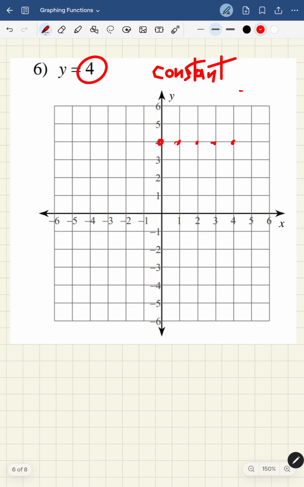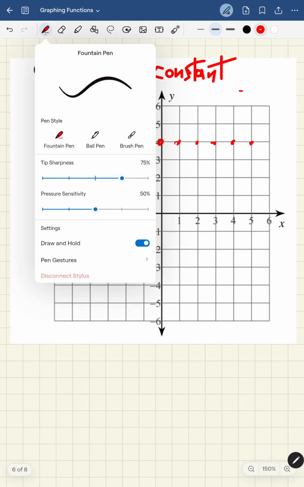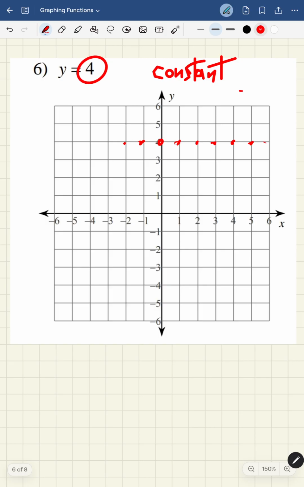So I just put a bunch of 4s. y is 4. 1 comma 4, 2 comma 4, 3 comma 4, 4 comma 4, -1 comma 4. So it just makes a horizontal line like this. And I connect them like that. And there's my horizontal line.